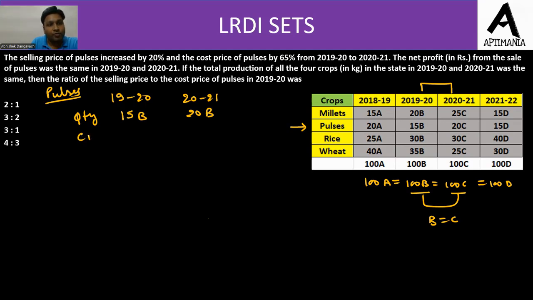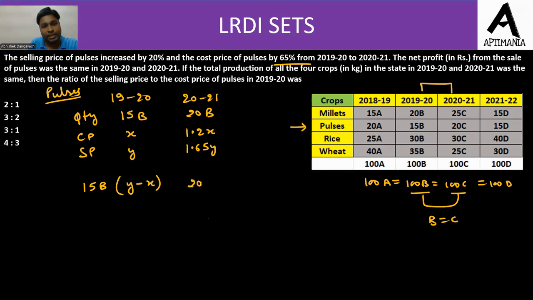Now let us assume the cost price to be X over here and the selling price to be Y over here. Now there is an increment of 20% in the cost price that makes it 1.2X, and an increment of 65% in selling price that makes it 1.65Y. And now it is given to us that the profit was the same in both the years. So let us calculate the profit in year 1920. So this is the quantity, and then quantity multiplied with the difference of selling price and cost price will be the total profit. Let us apply the same formula over here also: 20B into 1.65Y minus 1.2X.